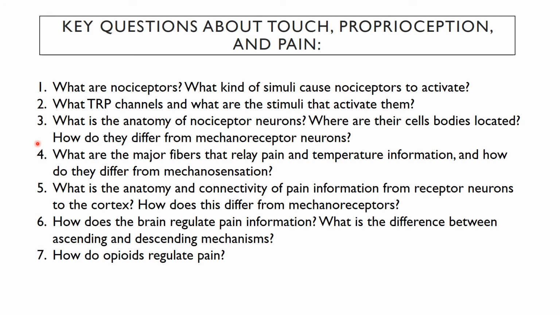And then also, how does the brain regulate pain information, and what are the differences between ascending and descending pain regulation pathways? And then, of course, opioids, how do they regulate pain? What are some of the specific spots? And what are some of the endogenous opioids that do that?